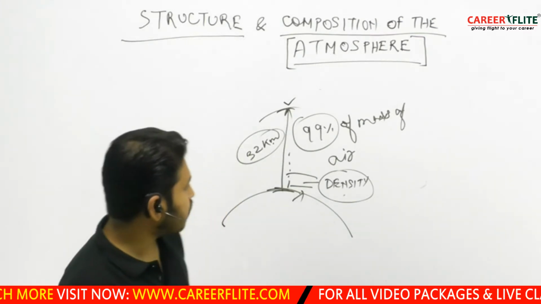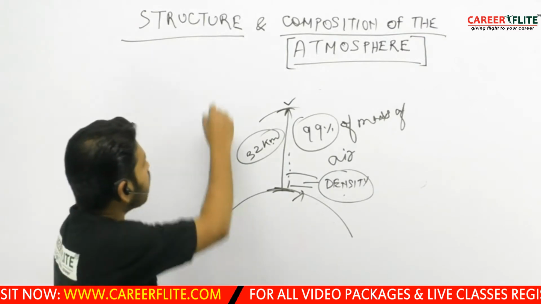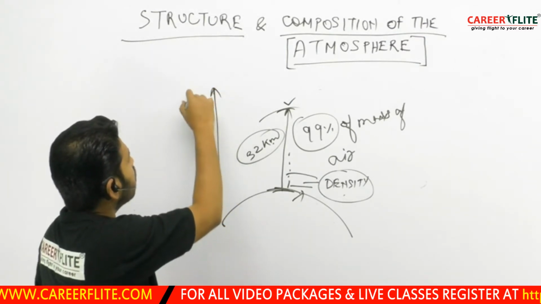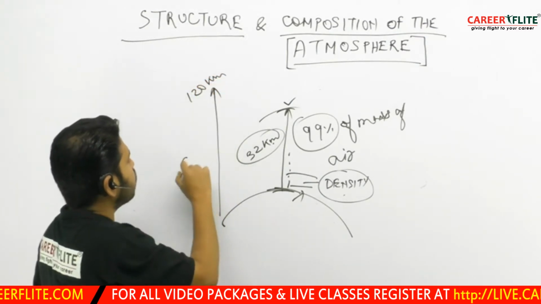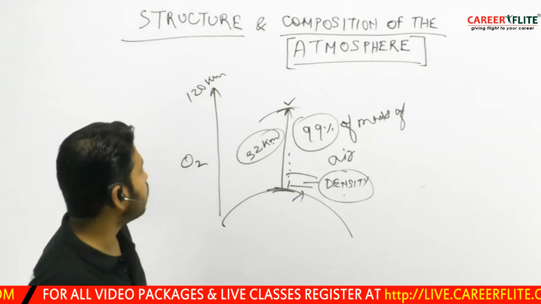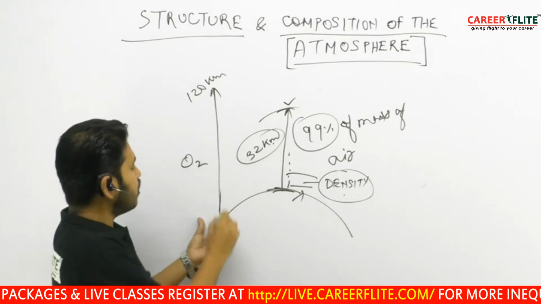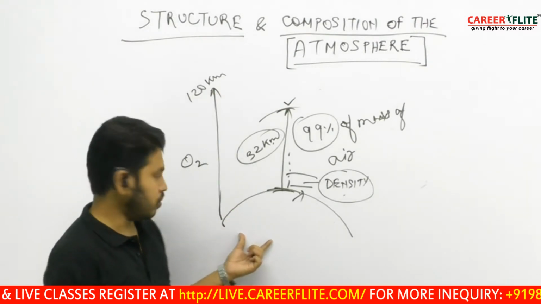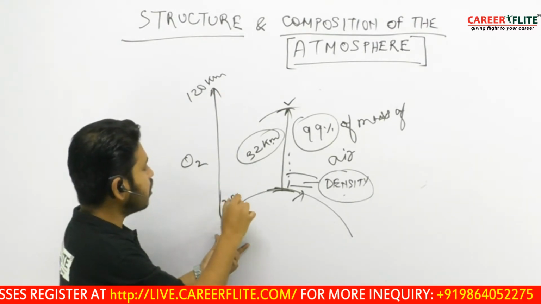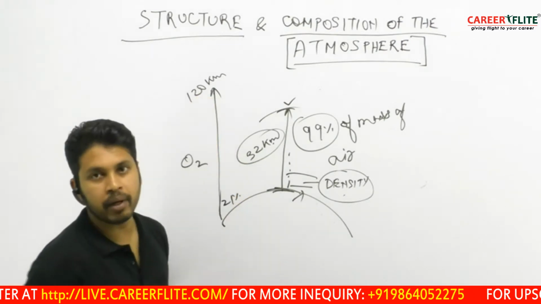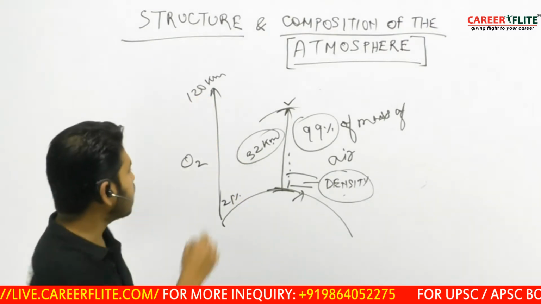For example, you can find oxygen up to 120 kilometers, but the amount of oxygen drastically reduces from here to there. The approximate amount of oxygen here at the surface is 21%. As you keep moving vertically upward, it will keep on decreasing.